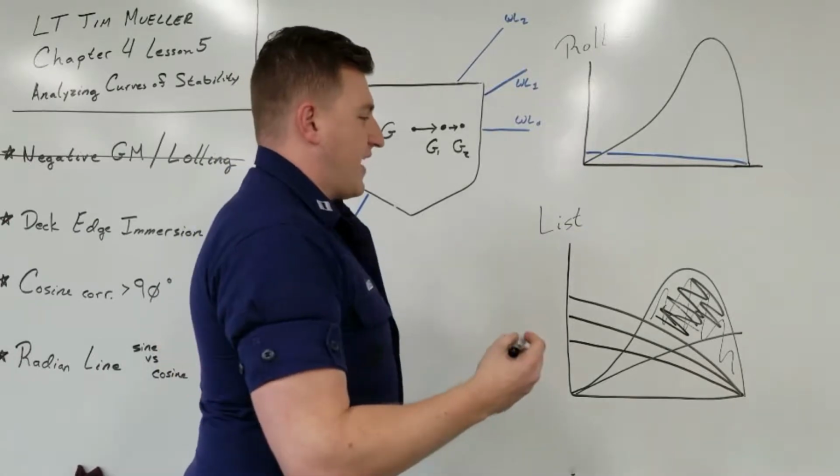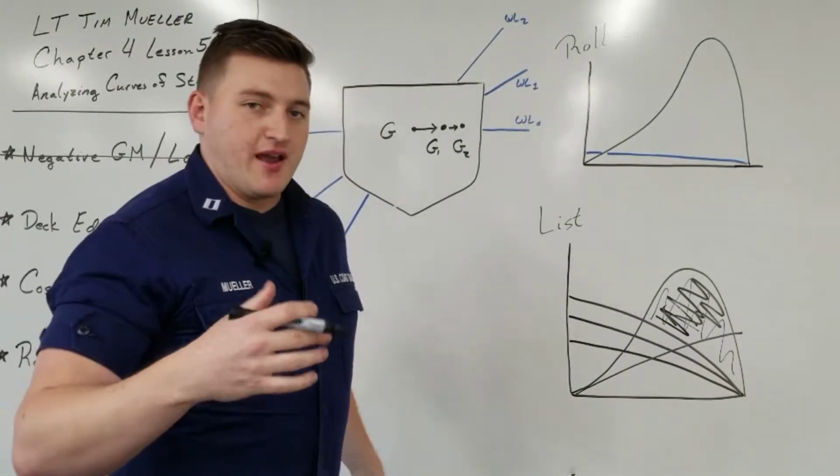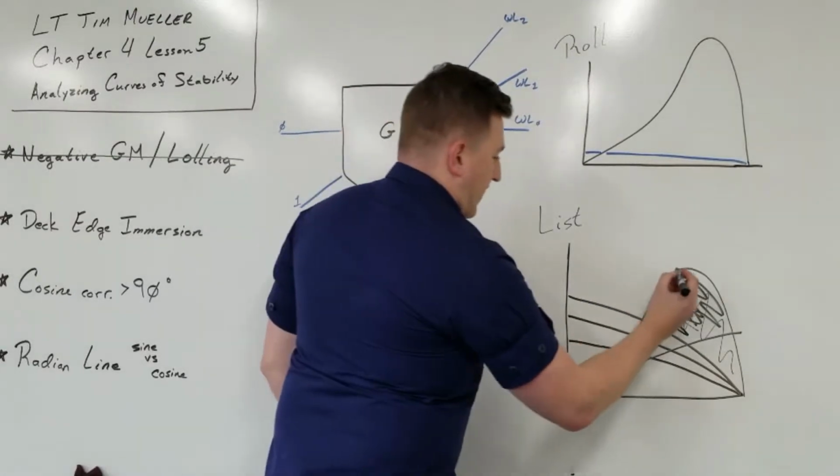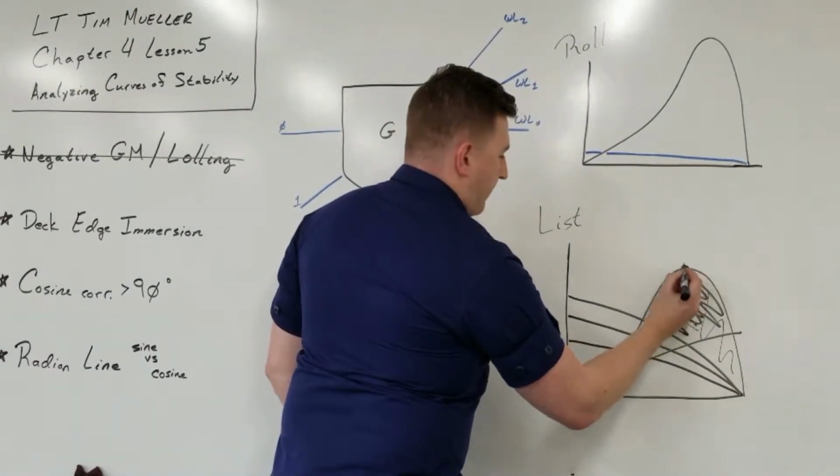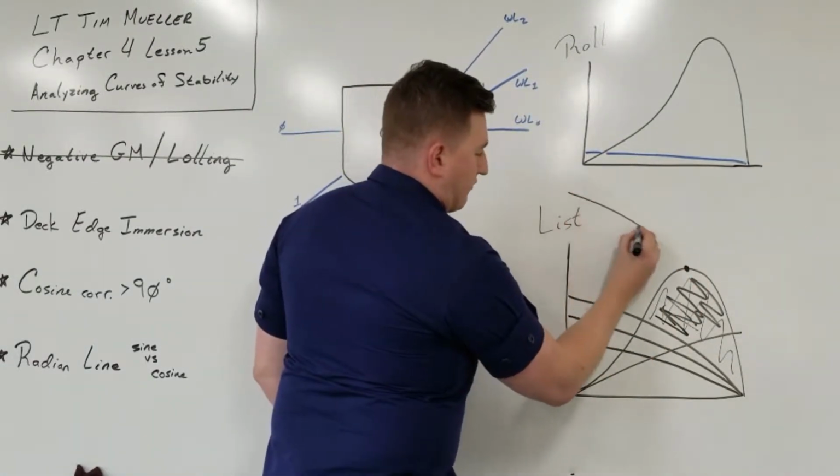Now, what happens if that angle of maximum righting arm is covered up by a cosine or a sine correction? Meaning that this point gets covered up by maybe a cosine correction like that.